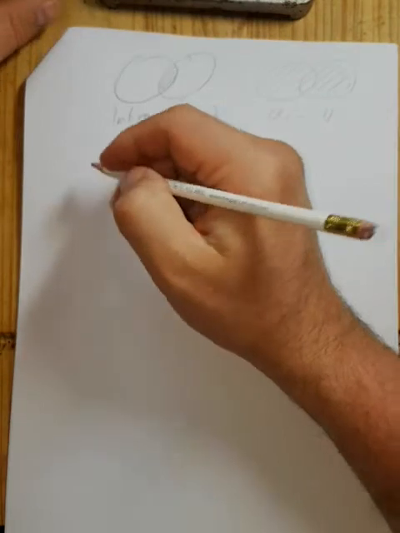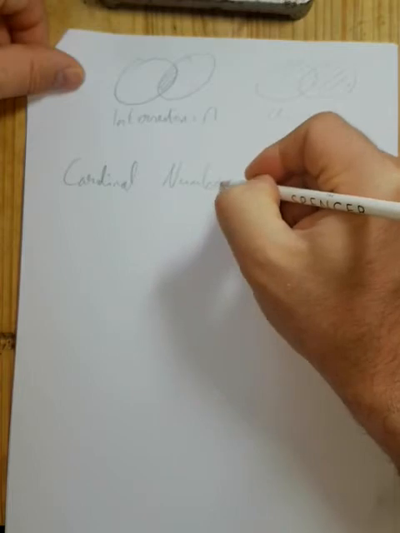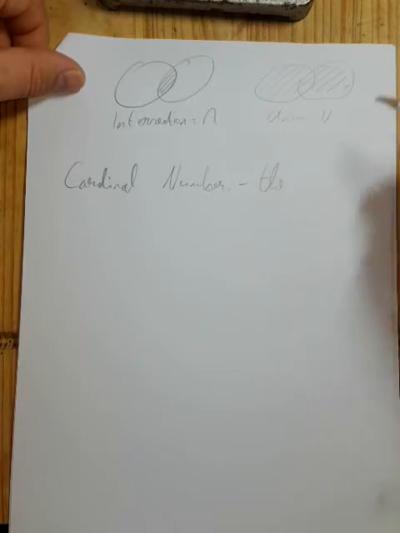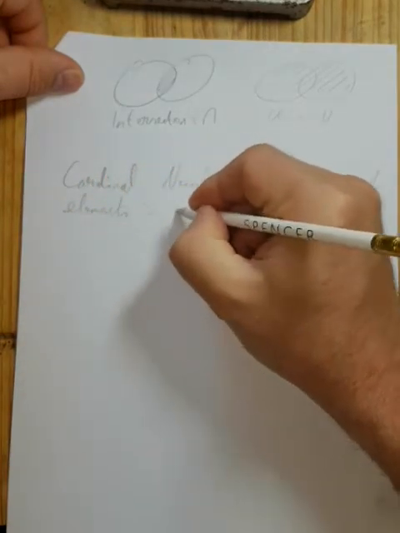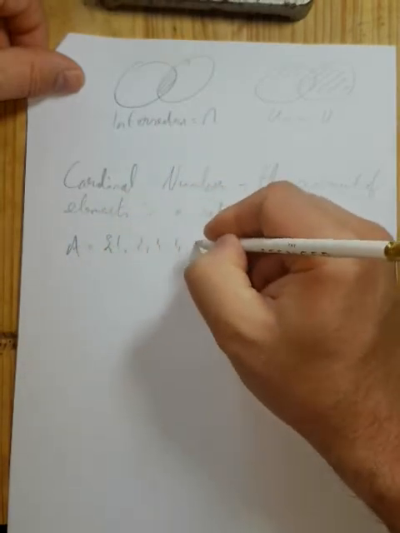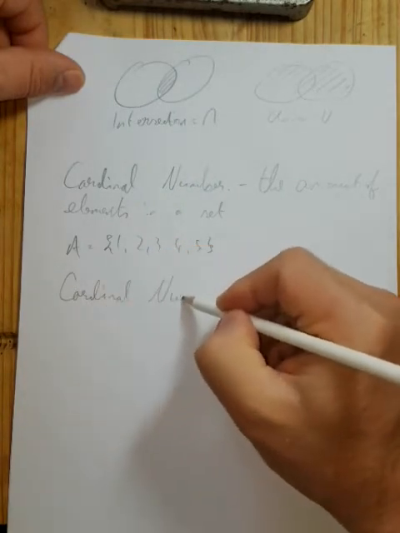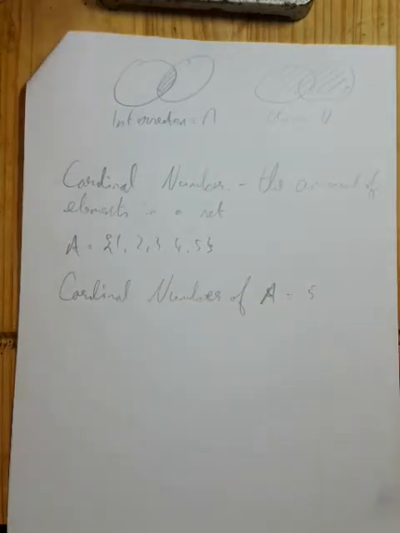Okay? So, next we have what we call the cardinal number of a set. Now, a cardinal number is a number of, or amount of, elements in a set. So sticking with our original example, 1, 2, 3, 4, 5. The cardinal number of A is equal to 5. Why? Because there's 5 elements.